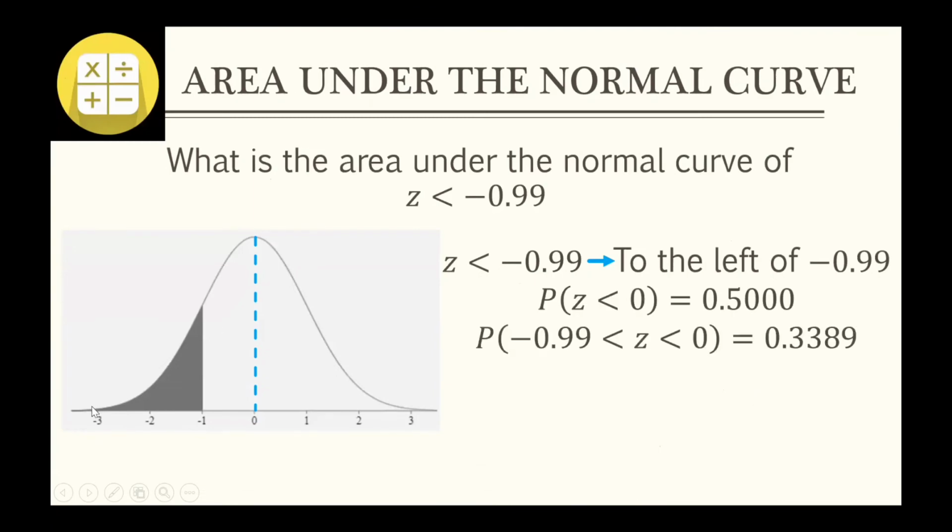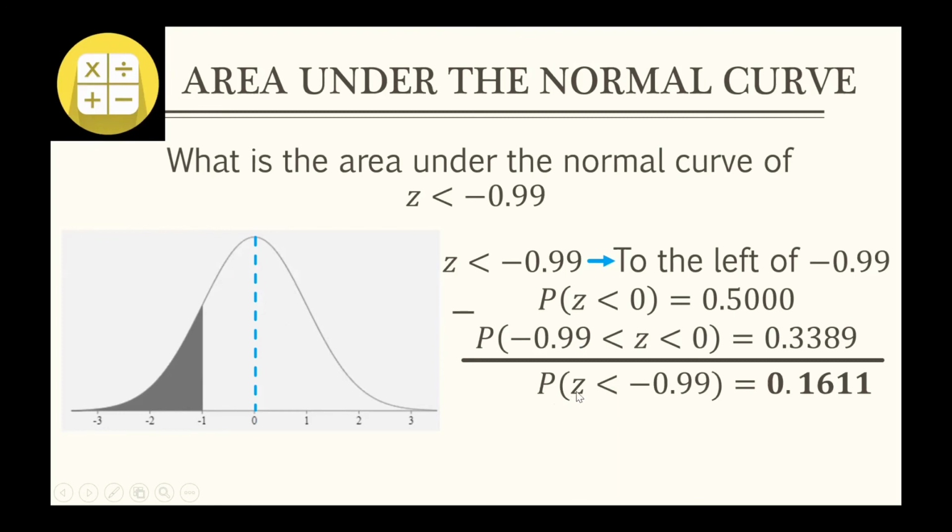In the given normal curve, it is very obvious naman that the shaded portion is less than 0.5. So therefore, subtract natin yung given na probability from 0.50 to get the probability of z less than negative 0.99. And that is 0.1611, or in percent, that is 16.11%.